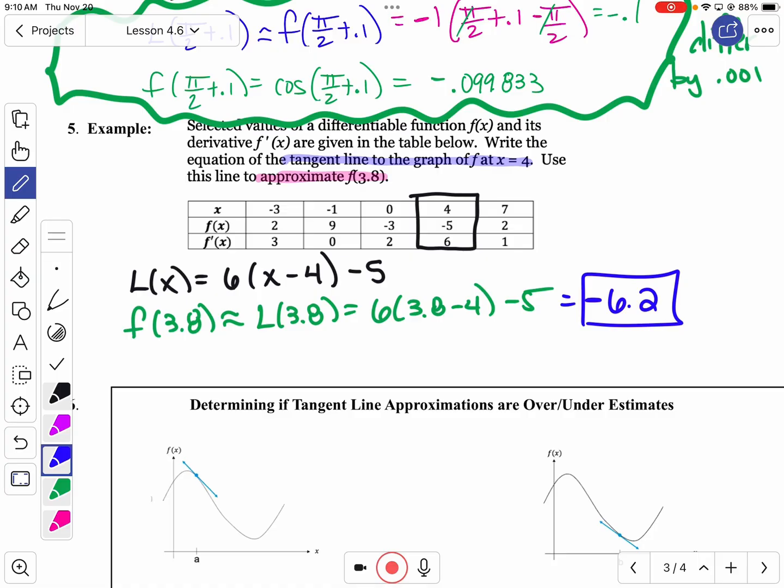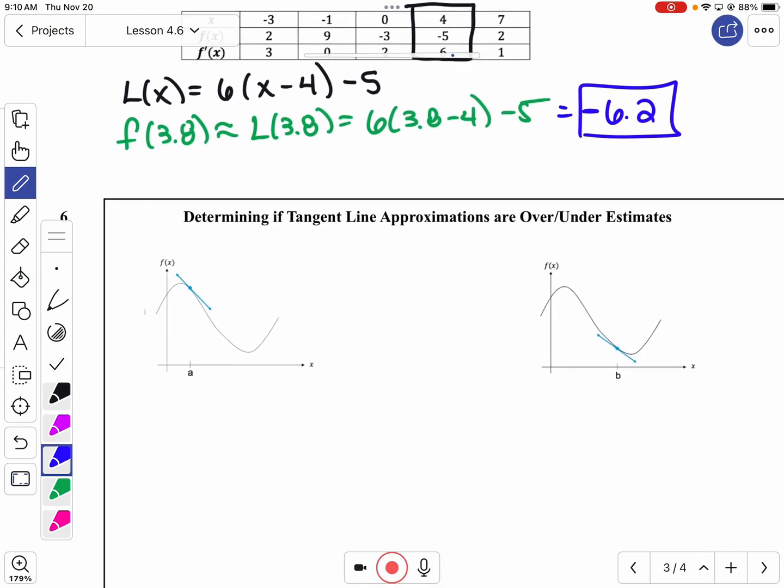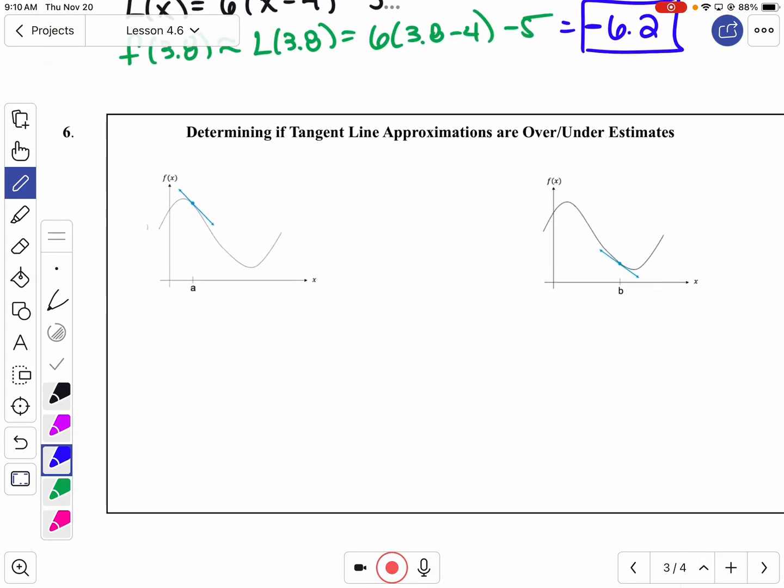Not too terrible, all right? Just using that tangent line to make an approximation. The only other thing that they would add to that table question would have something to do with whether it is an over or an under approximation. So let's organize those concepts really quick, and then we're going to be good to go, okay? It all revolves around concavity.